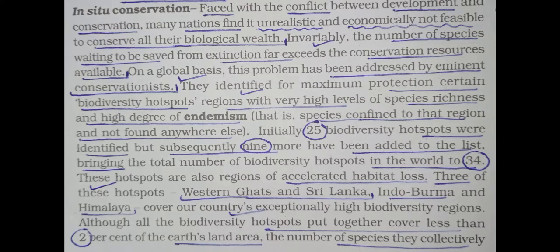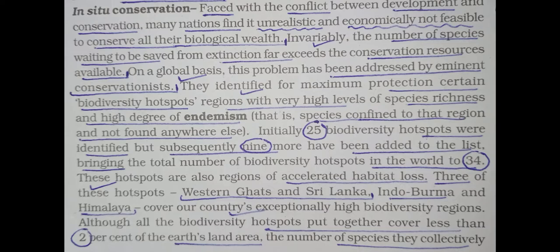These hotspots are also regions of accelerated habitat loss. 3 of these hotspots are, first one is Western Ghats and Sri Lanka, second one is Indo-Burma, third one is Himalayan. Okay, they cover India's exceptionally high biodiversity regions.